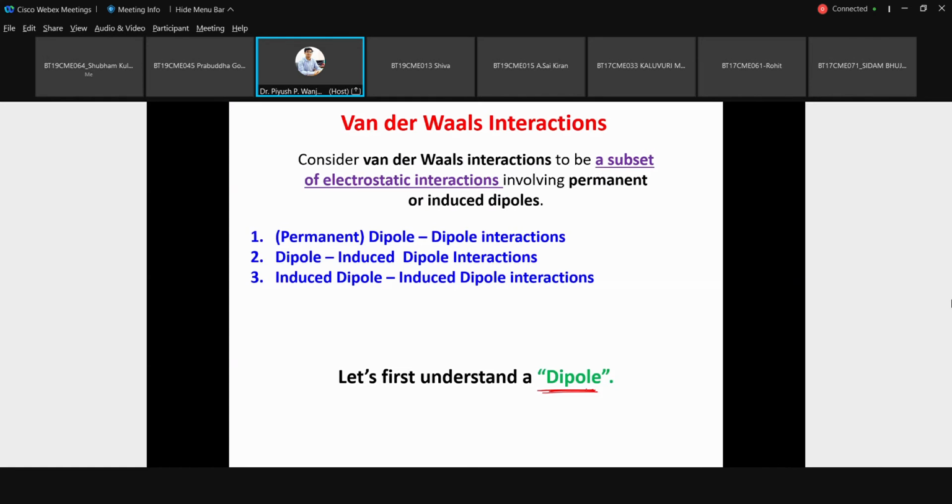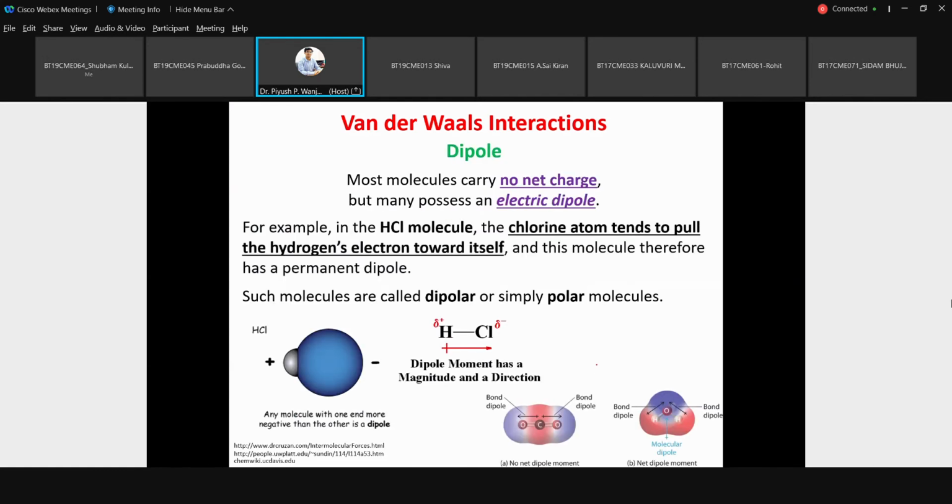What exactly is a dipole? Suppose you don't know, just focus here: most molecules will not carry any net charge, but they will always have some kind of dipole. For example, take this HCl molecule. Here the chlorine atom is pulling the hydrogen's electrons towards itself. So there is some kind of electronegativity, electropositivity, and the chlorine atom is pulling the hydrogen atom.